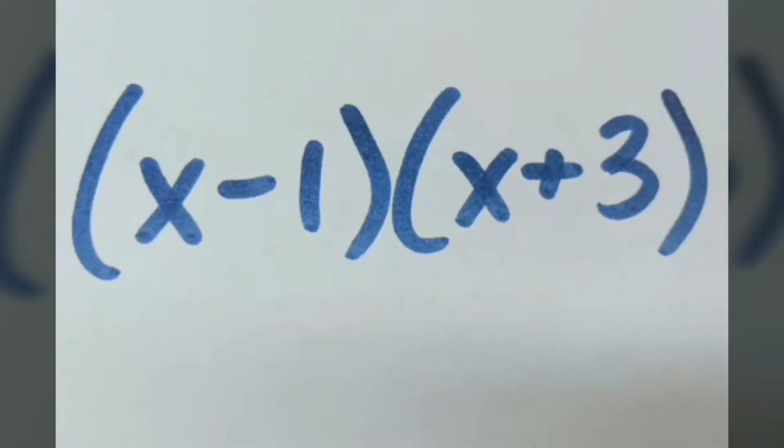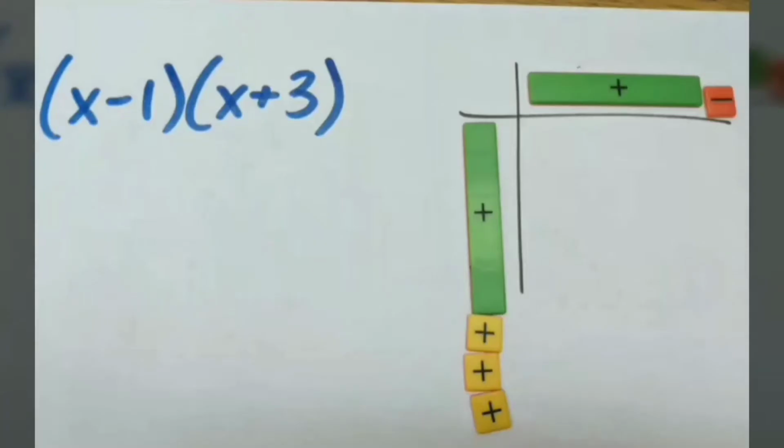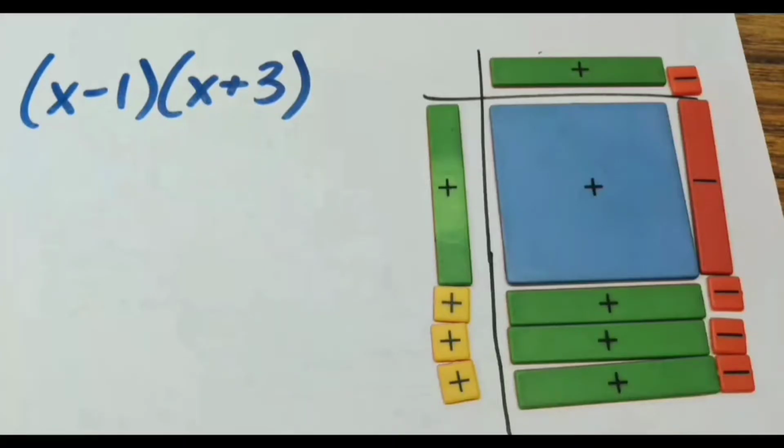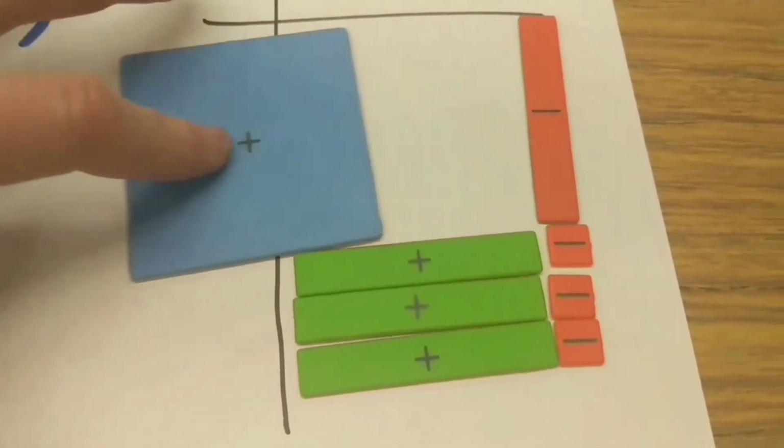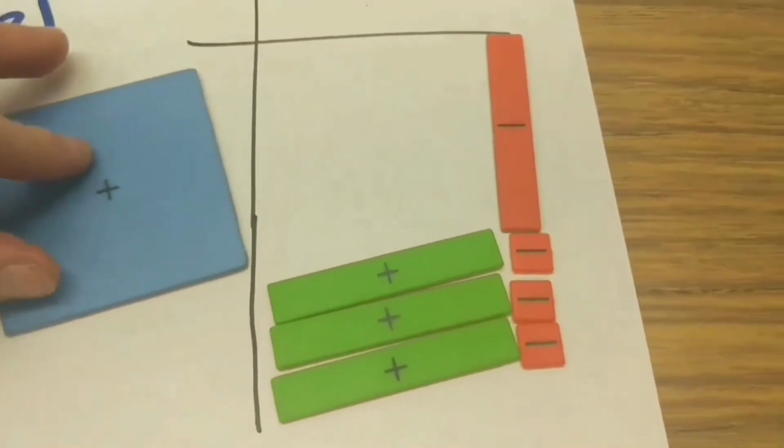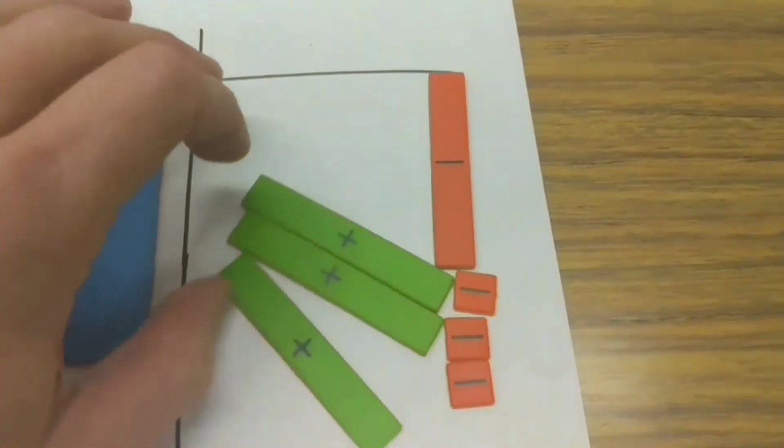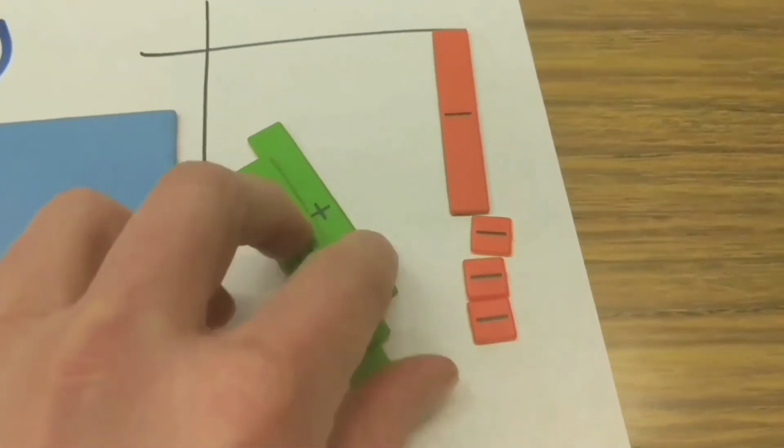All right, this time we're throwing in a minus. Remember that x minus 1 is the same as x plus -1. So when we fill that in, we're going to use one of the negatives. Okay, and then here we're simplifying the answer again. So we have our x squared, we have 3 positive x's and 1 negative x.